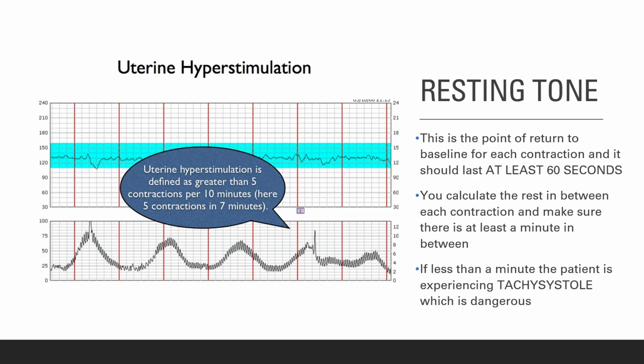There's rest in between. Ideally, we want the uterus to go back down and rest for at least 60 seconds between those contractions. Otherwise, we're definitely going to have problems down the road with uterine contractility. At some point, that muscle will get tired. So it's very important to make sure that we don't overstimulate the uterus, especially if the patient is being titrated with Pitocin.